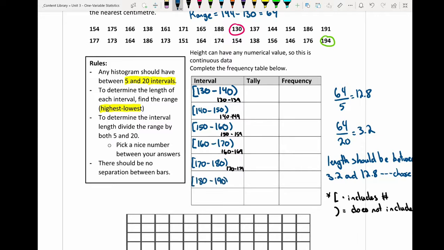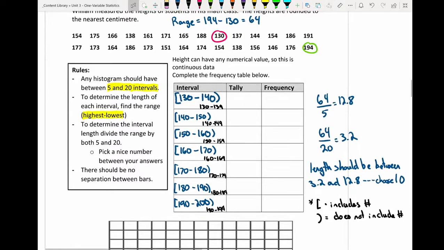$180 to $190. And then lastly, $190 to $200. Now you would keep going with your intervals until you reached or gone past your highest value. So in this case, our highest value is 194, which will be included in that last interval, so we don't have to worry about going any further. If we had values above 194 up into the 200s, we would have to keep going with our intervals of 10.